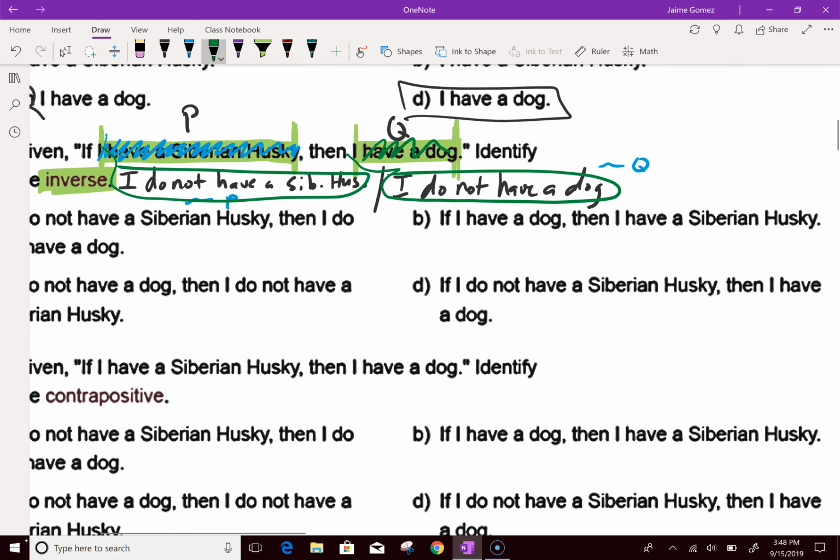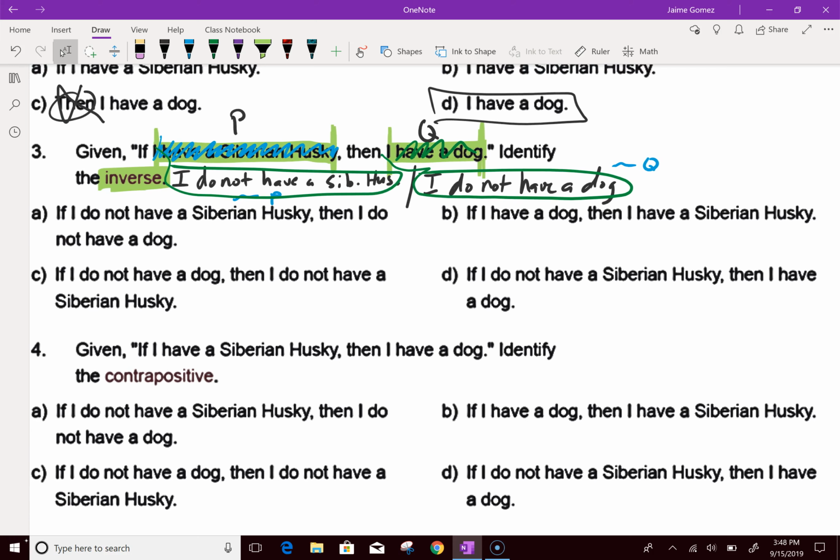Okay? So let's see which one says, if I do not have a Siberian Husky, then I do not have a dog. If I do not have a Siberian Husky, good. Then I do not have a dog. That's good. If I have a dog, we're trying to say do not have a dog, so then B is wrong. If I do not have a dog, nope, it has to say Siberian Husky first, so this is wrong. If I do not have a Siberian Husky, that's good. Then I do have a dog, but we don't have a dog, so that's wrong. So the answer here would be A.